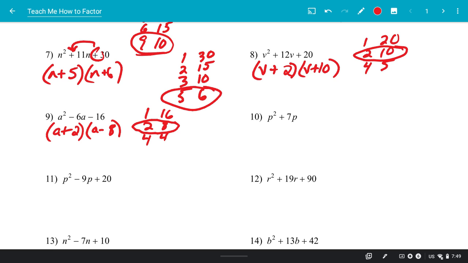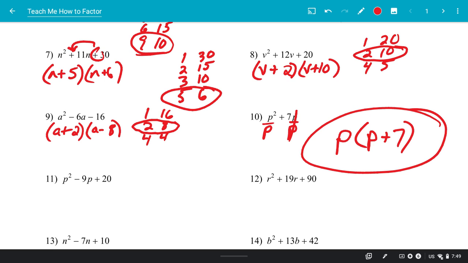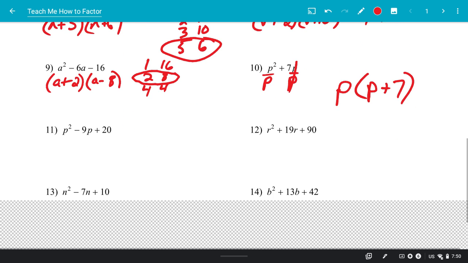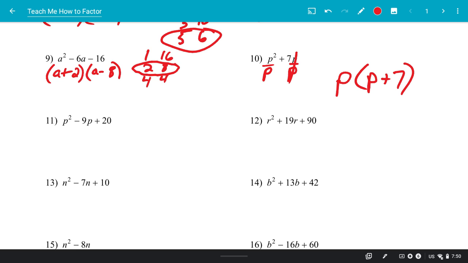Number 10. Is there a GCF? Why, yes, there is. There's a P in both of those terms, so I can pull that out. And P divided by P is P, and 7P divided by P is 7. So boom, there. I've done that one. That one was set up to trick you. We keep doing all these ones without a GCF. There was one that had one.